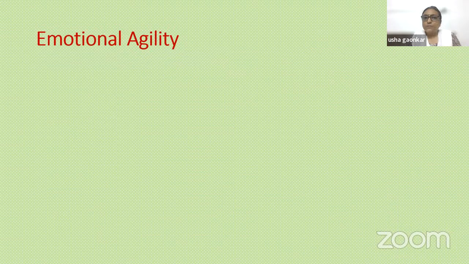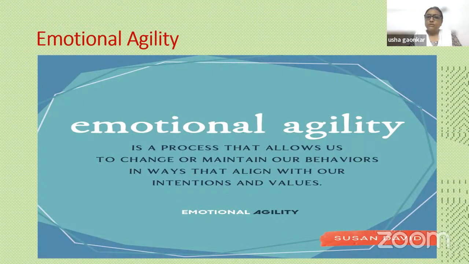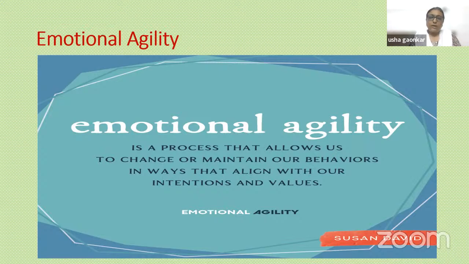Now we move on to the aspect of emotional agility. What does emotional agility mean? It is a process that allows us to change or maintain our behaviors in ways that align with our intentions and values. So emotional agility is a process, number one. It allows us to change or maintain our behavior. It gives us the flexibility to either change our behavior or at least maintain certain behaviors that are good for our personal development, in ways that align with our intentions.